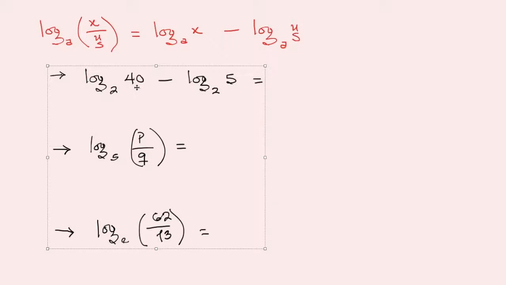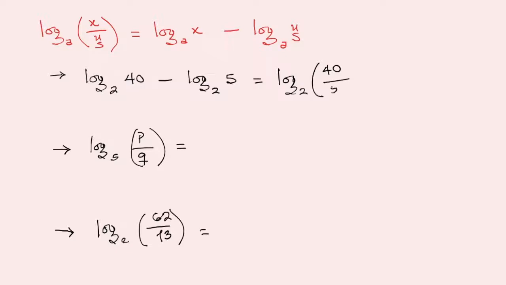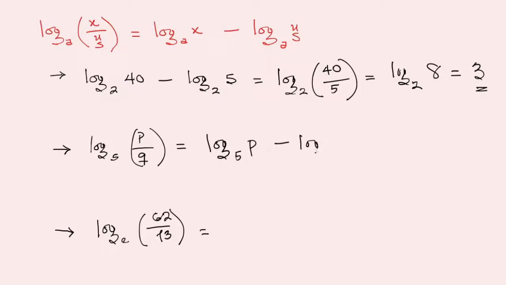So if we look at these examples like we've done for the previous one, here we have log to the base 2 of 40 minus log to the base 2 of 5. And so this is the same as saying log to the base 2 of 40 over 5, which is equal to log to the base 2 of 8. And we know that this is equal to 3. So that's that. And in this case, we can expand our expression by saying log to the base 5 of p minus log to the base 5 of q.